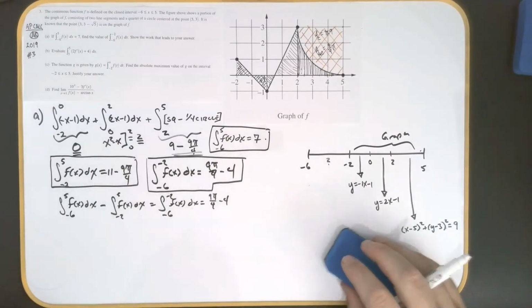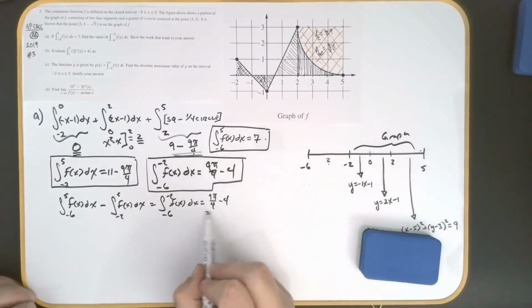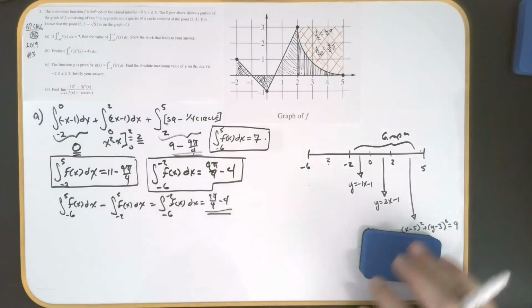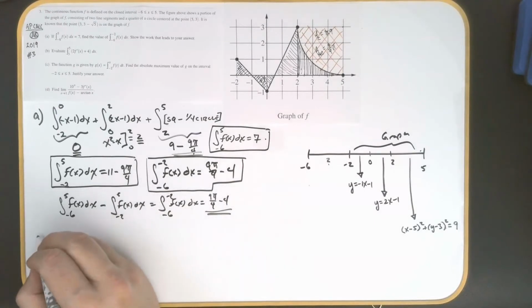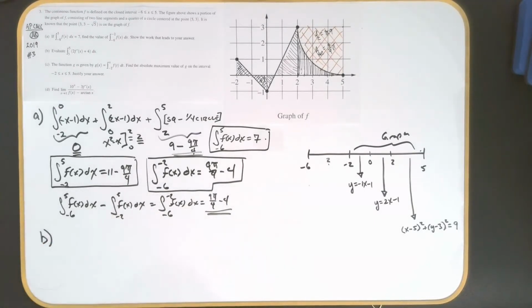Kind of involved there for just one part of a question. Okay. Again, very puzzly in its nature here. Let's move on to part B. Okay, part B says evaluate this integral. This one's actually much more straightforward.